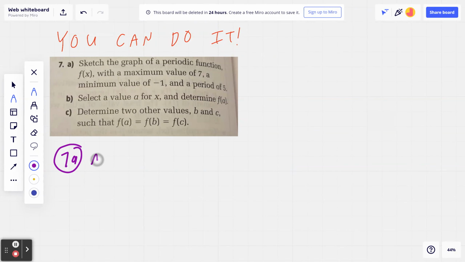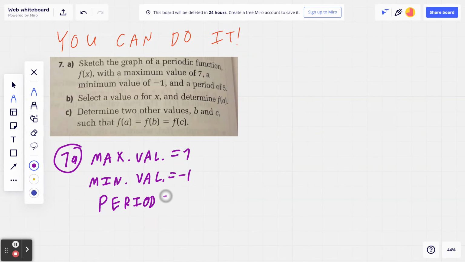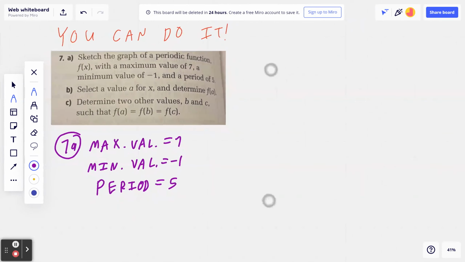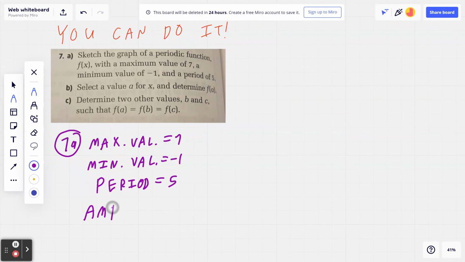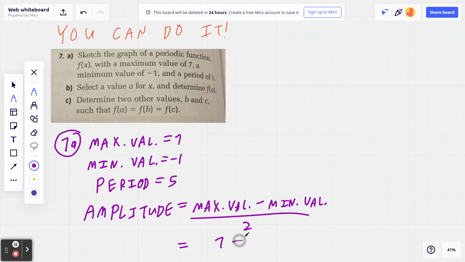So again, if you write down the given, there's a maximum value of 7. There's a minimum value of -1, and the period is going to be 5. So the first thing you want to think about is the amplitude of this function. Don't forget, amplitude has to be positive, and the formula for the amplitude of any periodic function is going to be the maximum value minus the minimum value divided by 2. So in this case, we're looking at 7 minus -1 divided by 2.